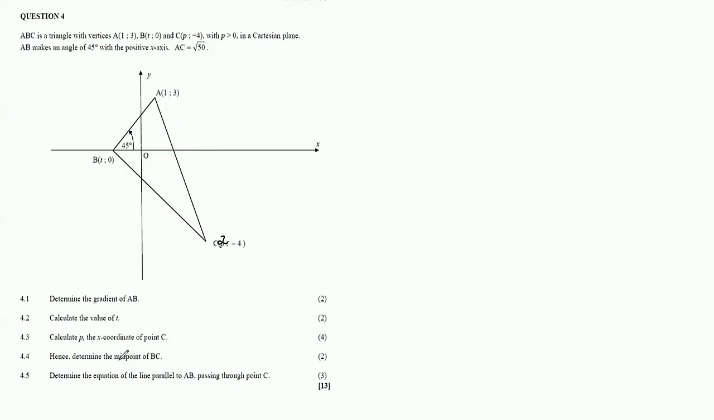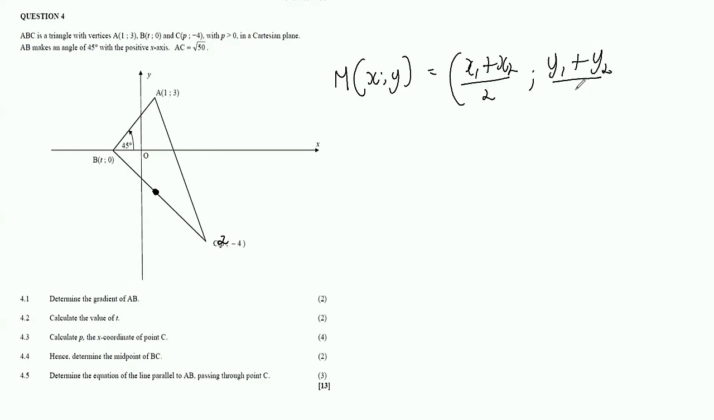So that's the hence part. So hence, determine the midpoint of BC. The midpoint of BC would be somewhere there, right? Now, midpoint, obviously, we have to use our midpoint formula, and then like that, so we have x1 plus x2 over 2. So you can see the formulas that you constantly need to remember when dealing with analytical geometry. That's your midpoint formula, your gradient formula, your distance formula, as well as the angle of inclination formula, right? So make sure you always have those ones in your mind, right?